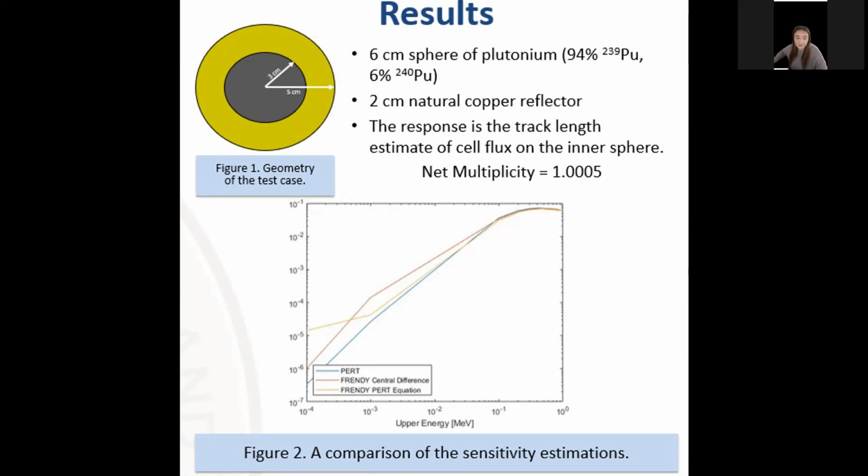As you can see, at lower energy ranges there isn't a lot of agreement, but as we approach 1 MeV, they start to agree very well. I think that the disagreement at the lower energy range has something to do with the lower energy bound of the perturbation systems that I'm using. FRENDY and the PERT card have different lower energy bounds, and I think this could have something to do with the differences in the lower energy range.